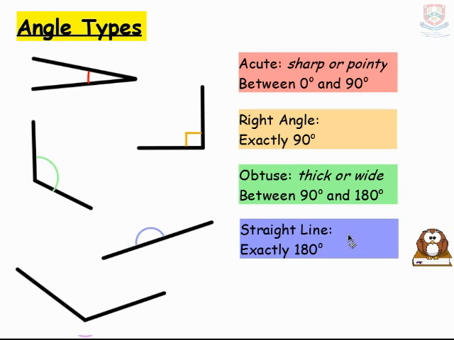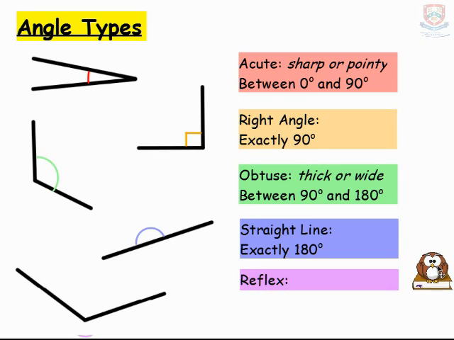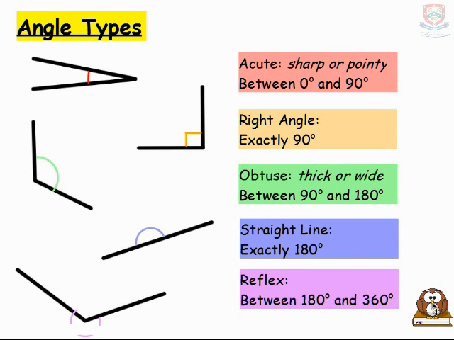Everything else after this creates what is called a reflex angle. Now a reflex angle is an angle that lies between a straight line and 360, which is our complete rotation.